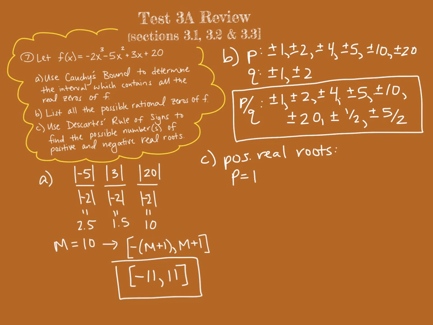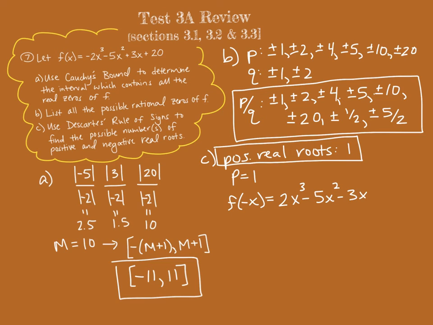That means we can have 1, or we can go down by a multiple of 2. Well, I can't go down by 2 because I'd have a negative amount. So there's only one positive real root. The next thing that we do is find the number of negative real roots, and we do that by finding f of negative x. When we do that, the terms that have the odd exponents are going to change signs. So we'll end up having a positive 2x cubed, the minus 5x squared stays the same. Then we'll have a minus 3x and a plus 20.